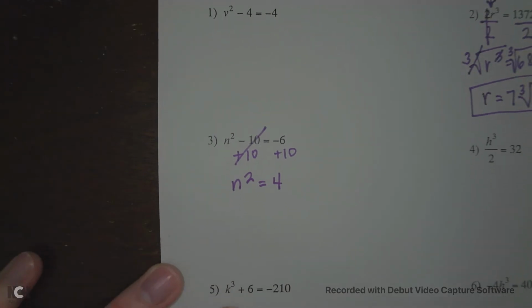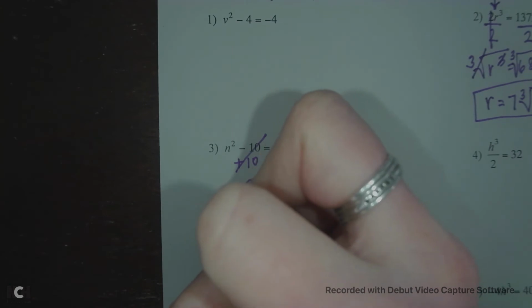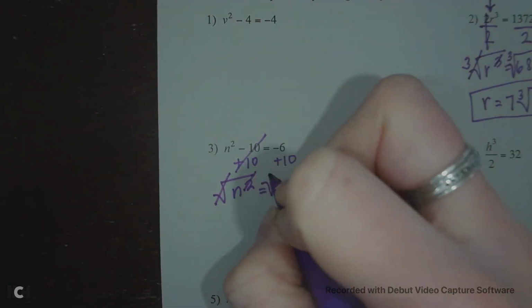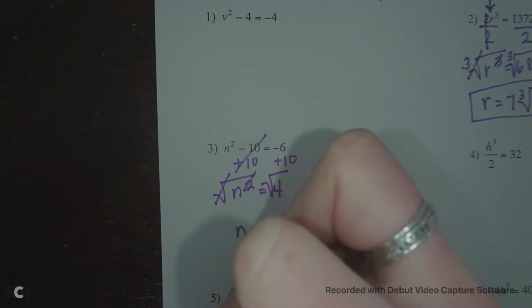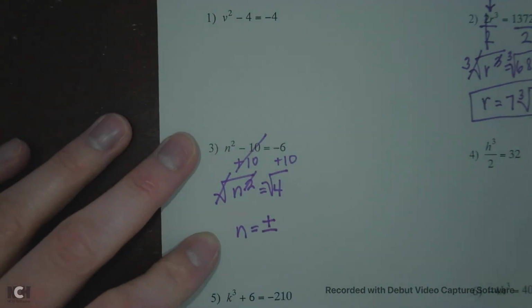So now we have to get the variable by itself. So we have to undo. The opposite of squared is square root. So the squared and the square root cancel. And what we do to one side, we must do to the other. Now, remember, whenever we have a square root, we want the positive and negative version of the answer.